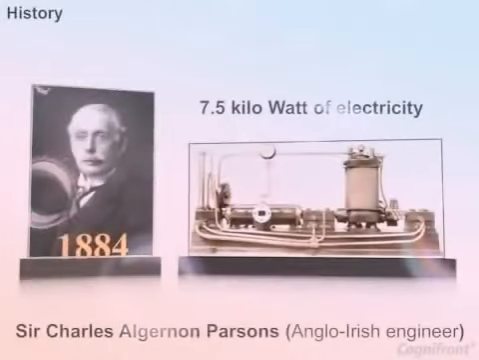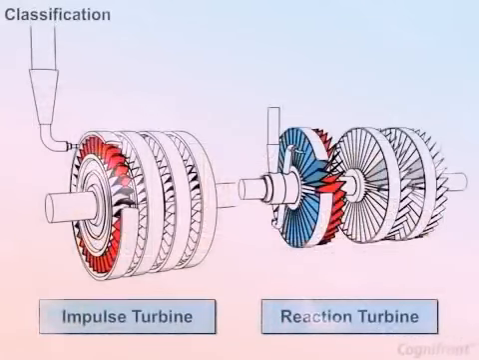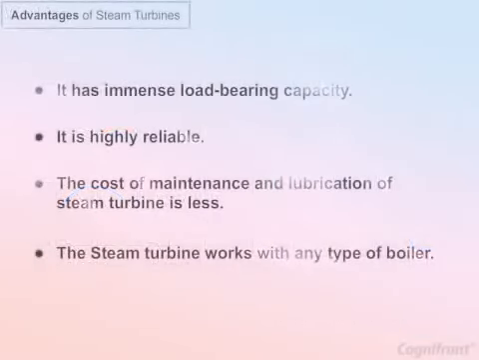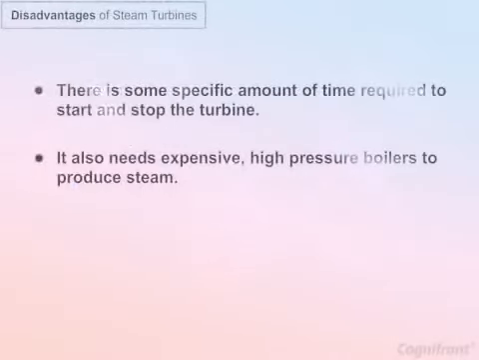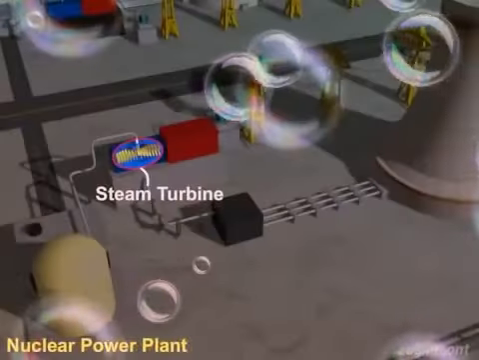In this session, we learned about the history of steam turbines, classification of steam turbines. After that, we studied the working of impulse and reaction turbines. Then we went through advantages and disadvantages of the steam turbines. And finally, we listed the applications of steam turbines.